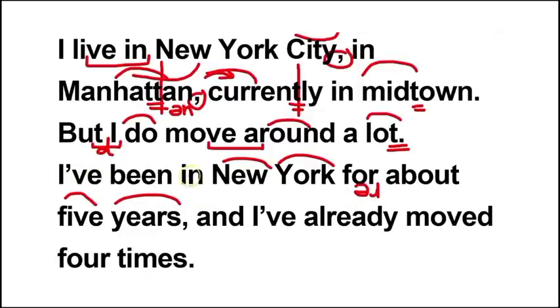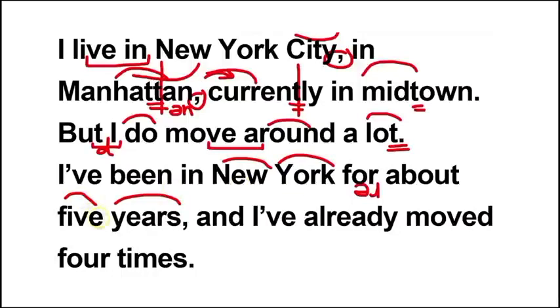So these three words, I've been in, are very quick, they're unstressed. New York. The pace slows down a bit there, so those words are longer because they're stressed. Then, for about. Those two words, unstressed, are again quite quick, for about.